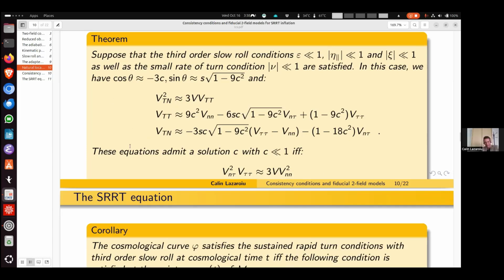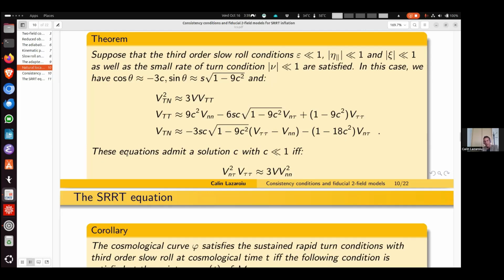So let me finish stating the theorem and I will explain. In this case, certain approximations hold for the characteristic angle, and furthermore, certain other approximations hold for VTN, VTT, and VTAN. Of course, these are evaluated at the point phi of t for a cosmological curve, because these parameters depended on a point in the tangent bundle of M that has a projection, which is phi of t. So they are evaluated at that projected point.